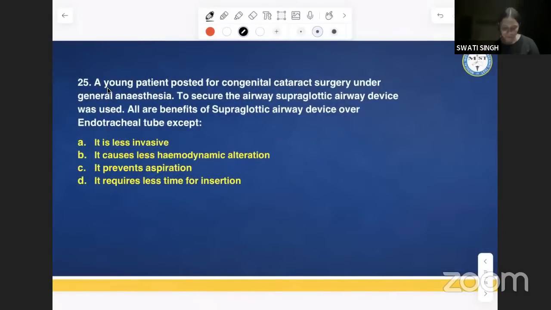A young patient posted for congenital cataract surgery under general anesthesia. To secure the airway, a supraglottic airway device was used. All of the following are benefits of a supraglottic airway device over the tube except. Supraglottic airway device is another airway device for positive pressure ventilation. We can use it. But it has all the benefits over the tube, with one demerit: that it is not as good as the tube in preventing aspiration.